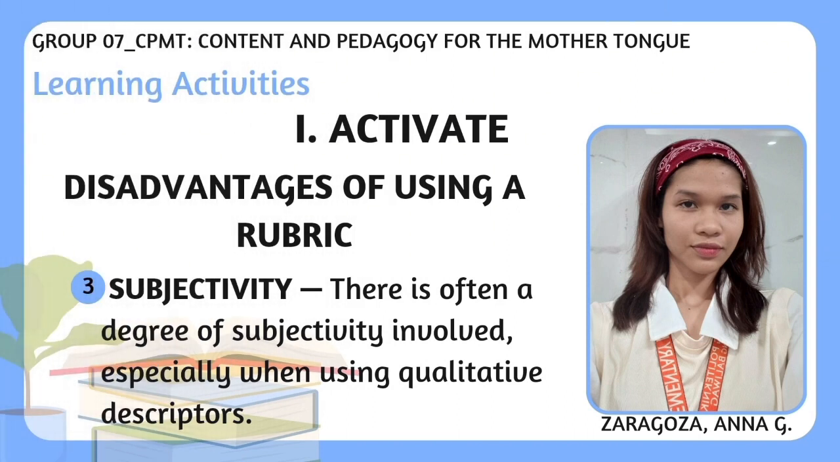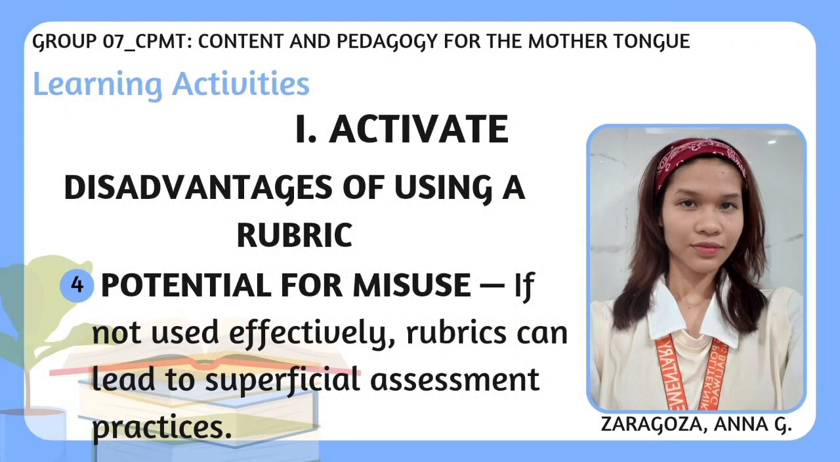Third disadvantage of using a rubric is subjectivity. Despite attempts to standardize assessment criteria, there is often a degree of subjectivity involved, especially when using qualitative descriptors. Different assessors or educators may interpret the descriptors differently, leading to inconsistencies in grading. This subjectivity can undermine the reliability of rubric-based assessments.